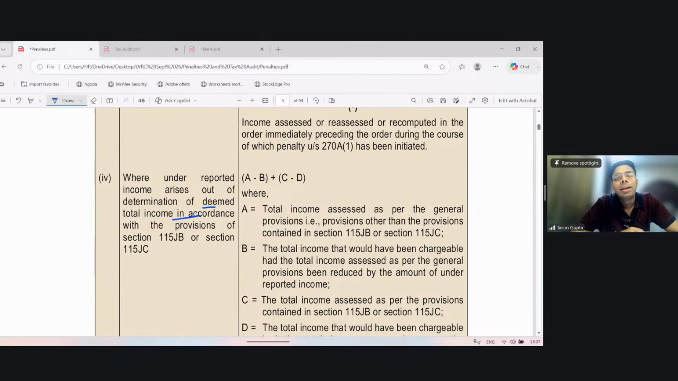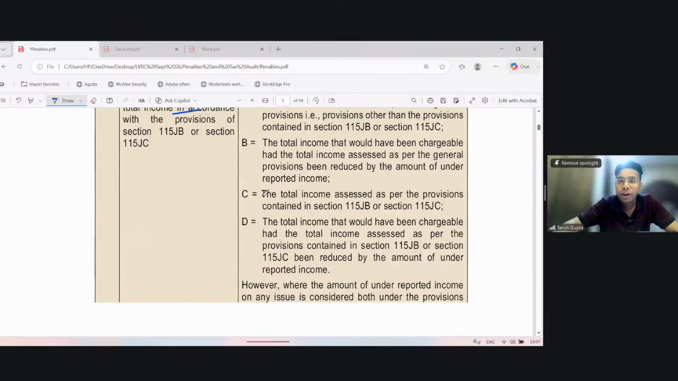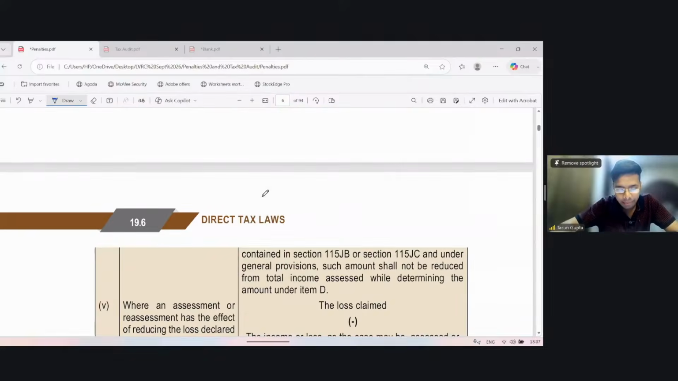A means the income assessed under regular provision. B means income which was determined under section 143(1) or earlier assessed under regular provision. C means book profit assessed now. D means book profit earlier assessed or furnished in the return of income earlier. So addition of these two is the underreported income.